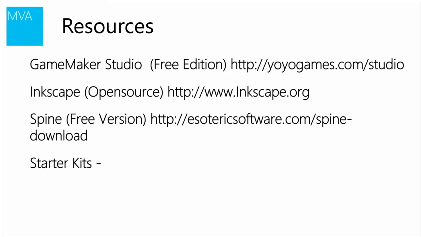Today, as we're working through stuff, we hope you can work through stuff with us. You're going to need a few things. You're going to need GameMaker Studio. You're going to need Inkscape. That's where we're going to draw some of our assets. It's going to be a lot of fun in that session. You're also going to need Spine. Spine is a tool that allows you to do skeletons. And you'll also need the starter kits as well.